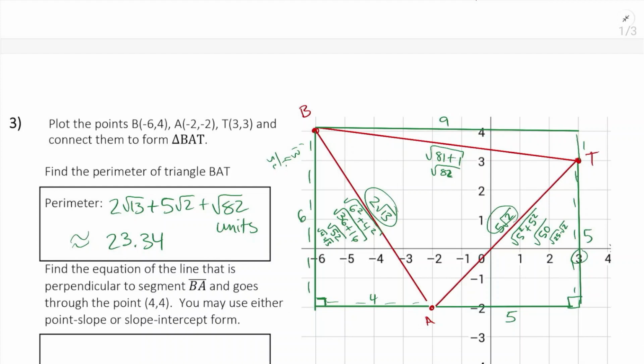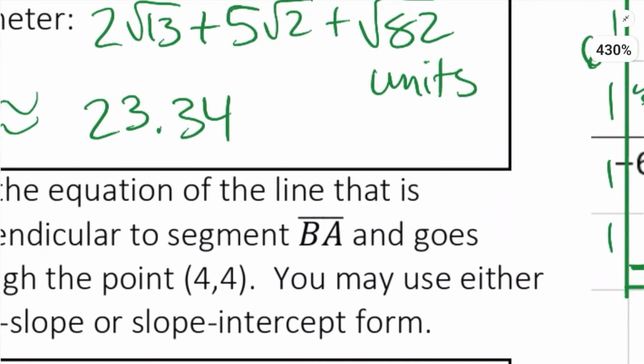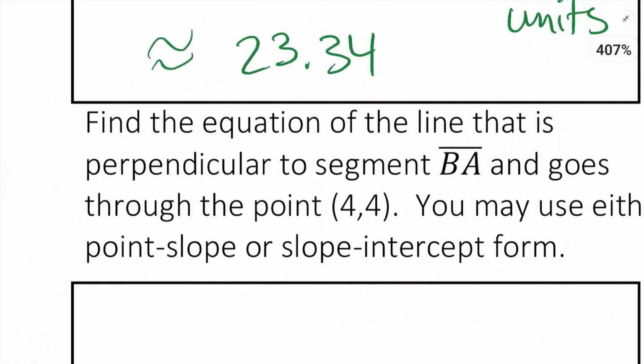All right, the next thing, it says find the equation of a line that's perpendicular to segment BA and goes through the point 4, 4. So 2 things. It says perpendicular, and I understand that lines that are perpendicular to each other have slopes that are opposite reciprocals.